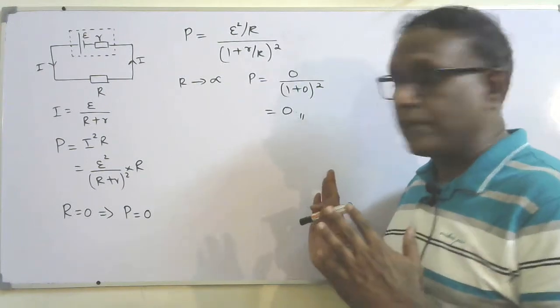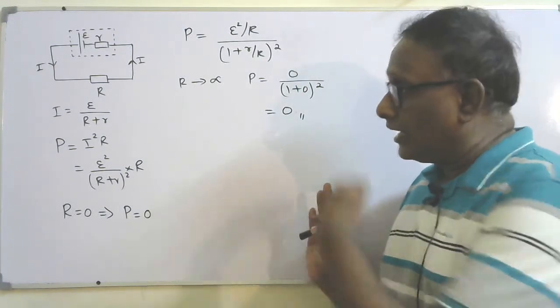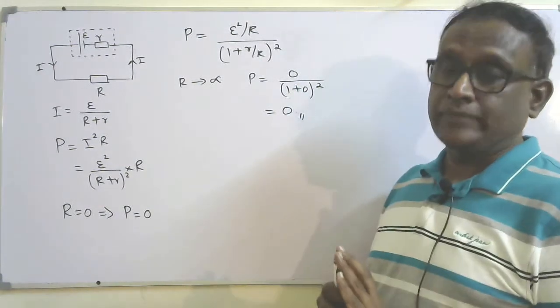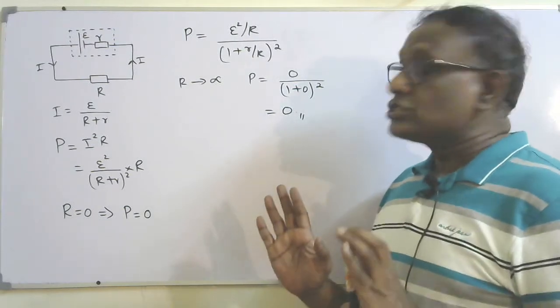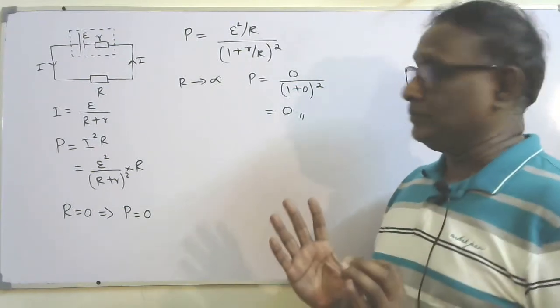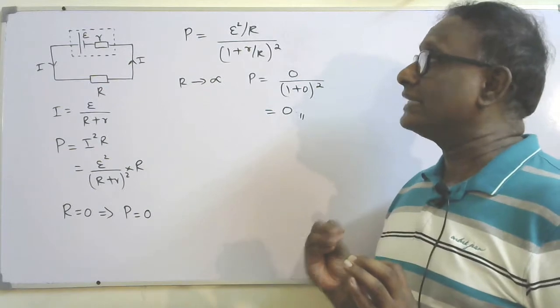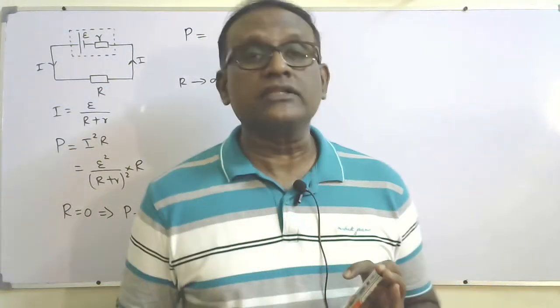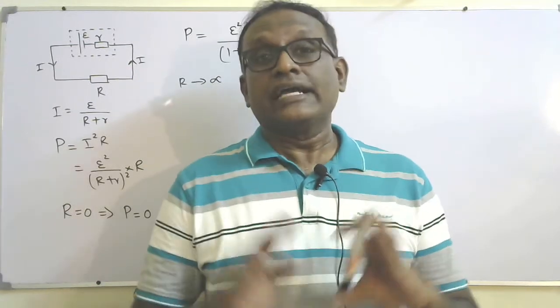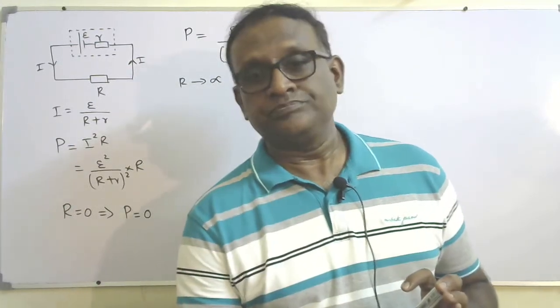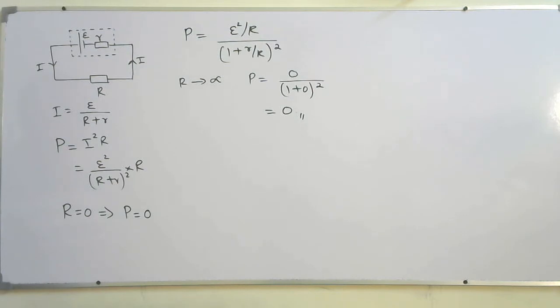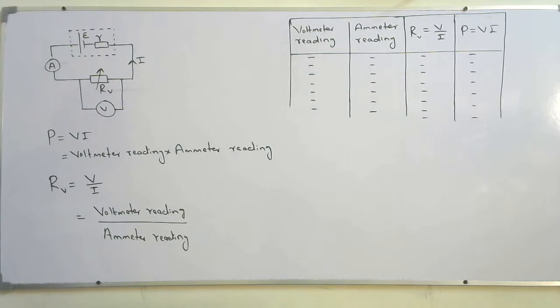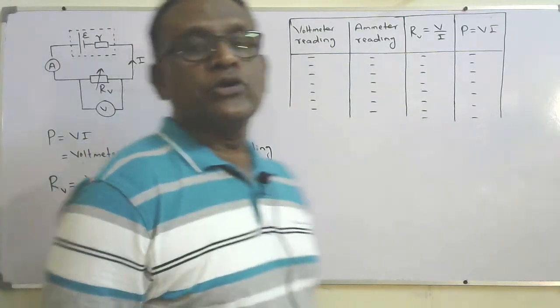So I can do that mathematically by differentiating it, but I don't want to go to that mathematical part, not in your syllabus. So we will do a practical. Practically we can find the condition to get optimum power. So I'm going to draw the circuit diagram for getting the optimum power. Okay, so experimentally I'm going to get the condition.